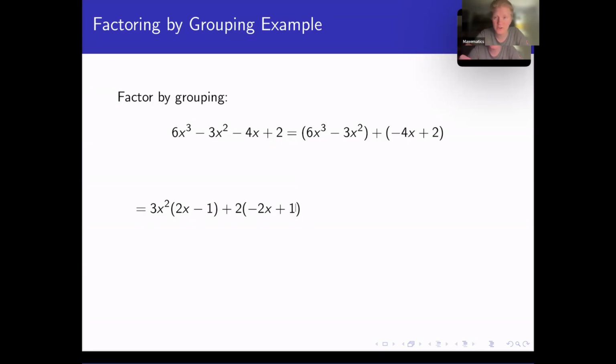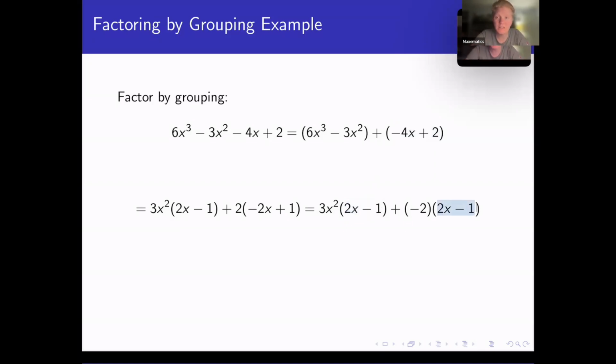Well, I just want to stress this. We want the inside of our parentheses to be the same. In this case, they are not quite the same. So what we can do is factor out a negative 1 from negative 2x plus 1, or originally just factor out negative 2. And now the insides of our parentheses are the same.